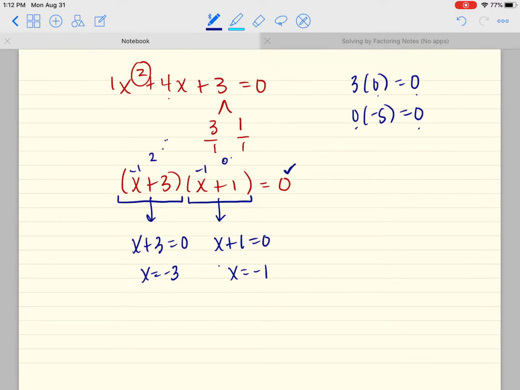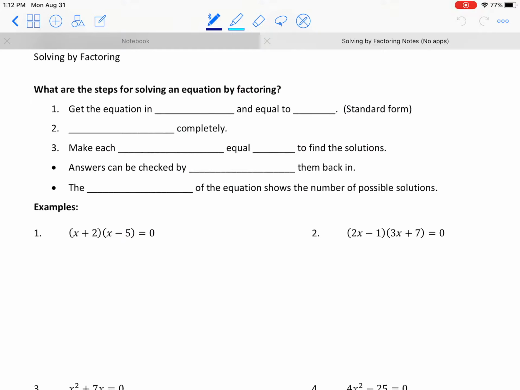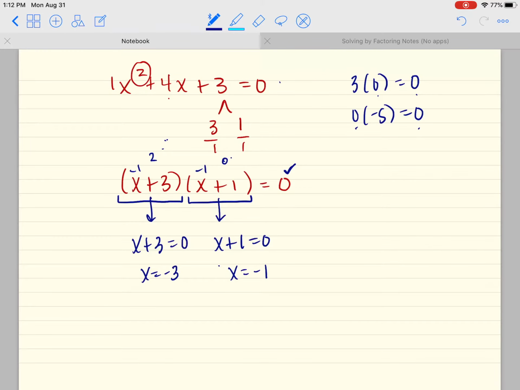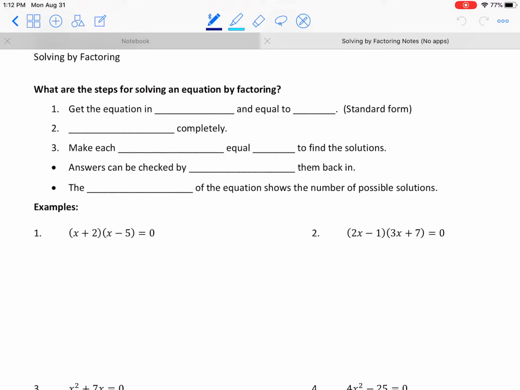So what we want to do is use factoring to solve by incorporating this zero product property. Okay? So if we're going to solve by factoring, we want to make sure that our equation looks like this before we try, which means we want all the terms to be in order and we need to have this equal 0. If it's not equal to 0, then this zero product property isn't going to work. So we want to get the equation in order and equal to 0.